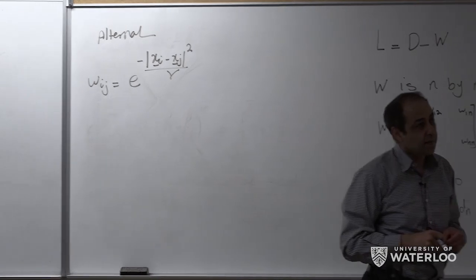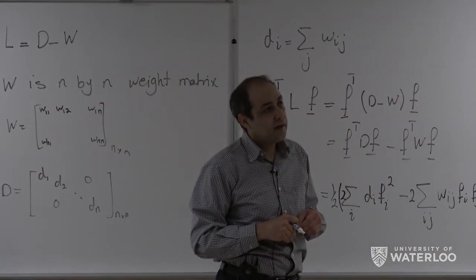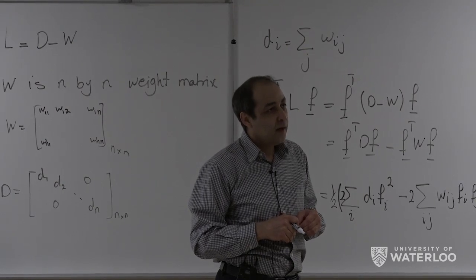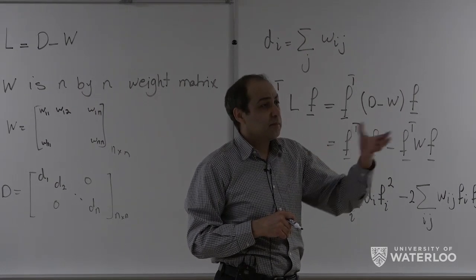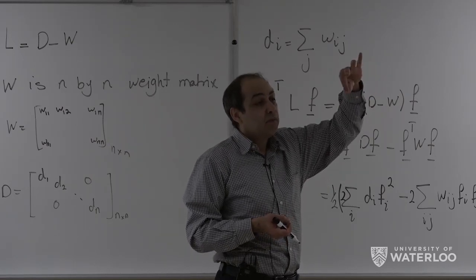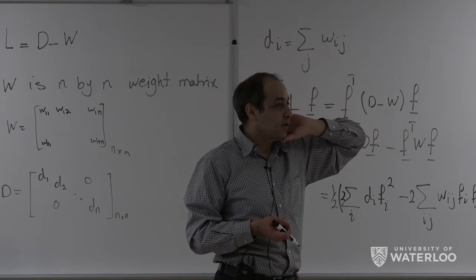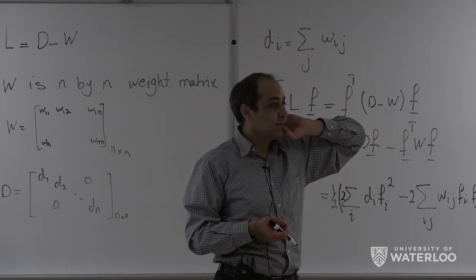Yes? By connected, do you mean there's a path between them? Yeah. So you make, for example, a k-nearest neighbor graph. And if a point is one of the k-nearest neighbors, then W is 1. Otherwise, W is 0. Okay?